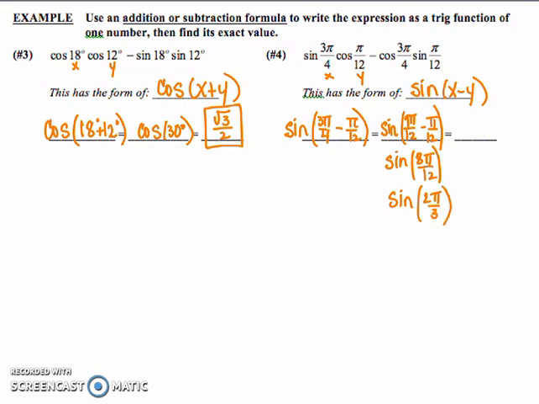All right, so now think about your unit circle. 2 pi over 3 is in the second quadrant. We can use the terminal point of pi over 3. So the sine value at the terminal point pi over 3 is going to be the square root of 3 over 2. And in the second quadrant, sine is positive. So our answer is going to be square root of 3 over 2.